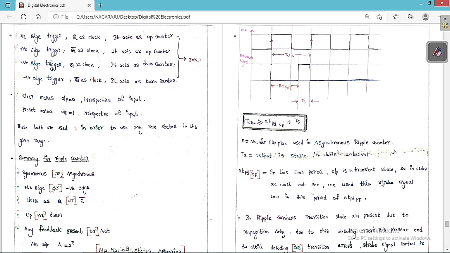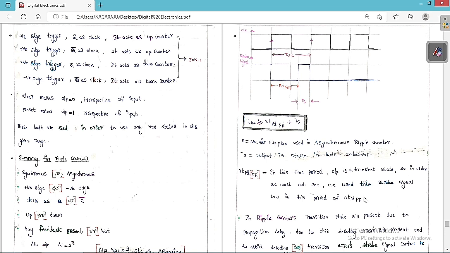So in order that we must not see it, we use this strobe signal low in this period of N TPD-FF. I already told you there is always a transient state in the asynchronous ripple counter. If you don't want to see it, then you have to make the strobe signal low in the time period N into TPD-FF. Therefore you are not able to see that. This is a very important concept that you always have to keep in your mind.